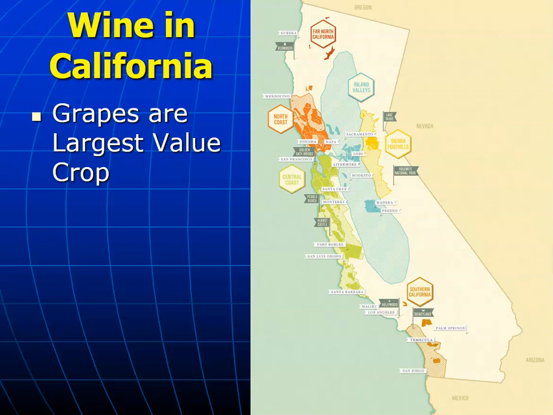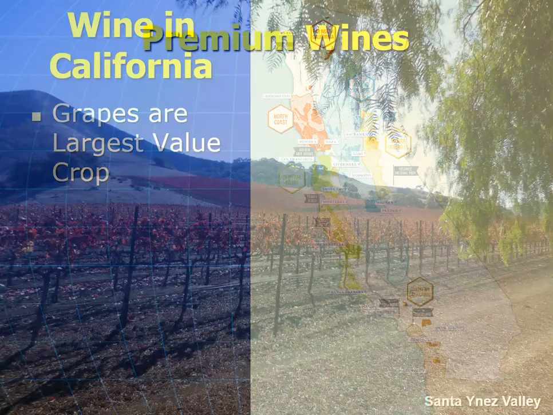We have different areas that are our major producing areas. I would say this is a little over generous putting Disneyland in a wine producing area, but there used to be vineyards in Orange County.